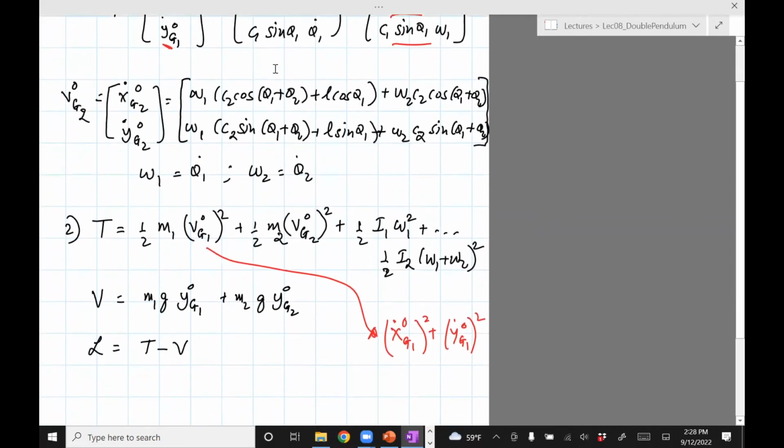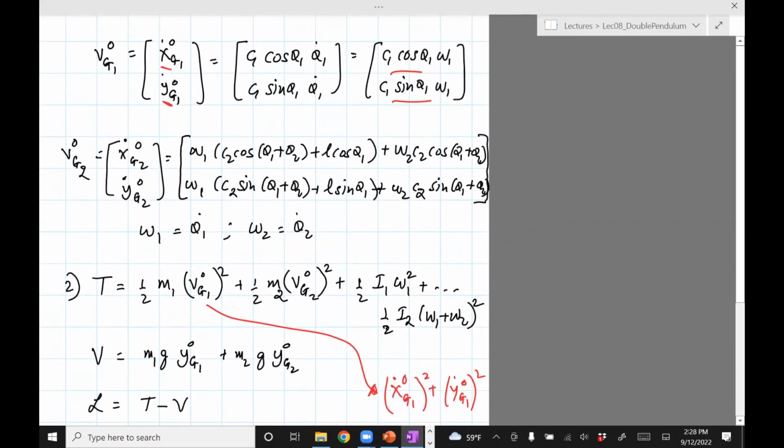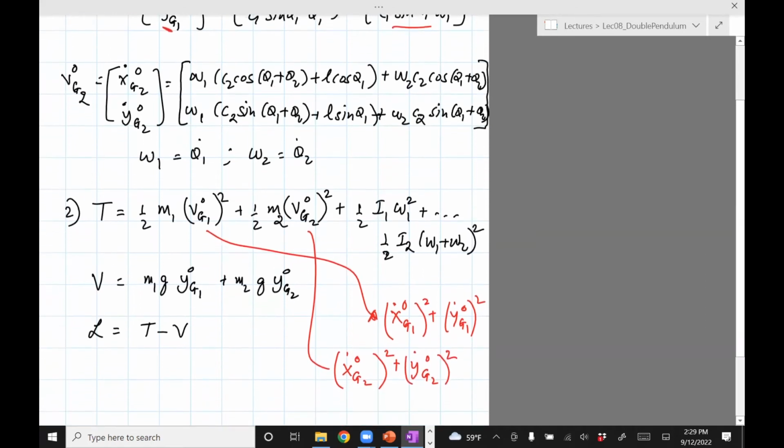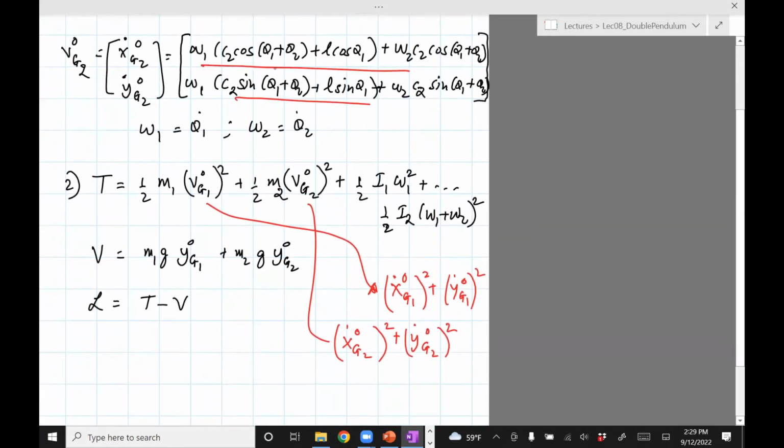So that's probably very straightforward, right? No big deal. But now look at the other one. This term is going to be x dot g2 in frame 0 squared plus y dot g2 in frame 0 squared. So now you need to take this expression here, square that expression. So first row square it, second row square it, and then sum it up. So you can see the complexity of that calculation.